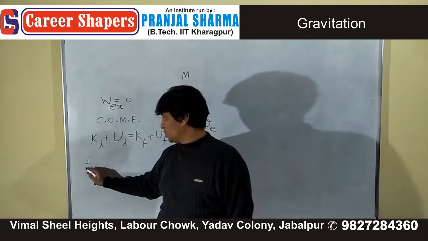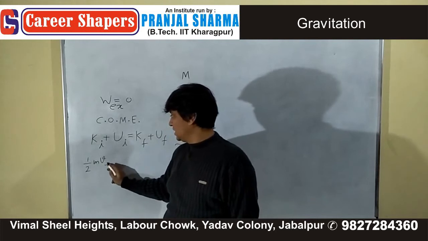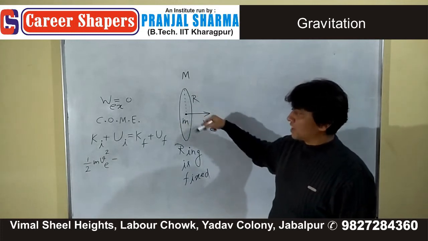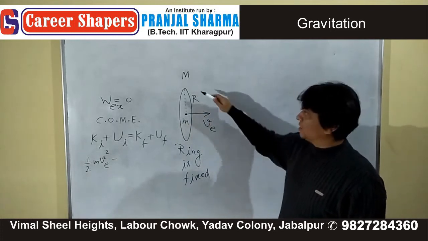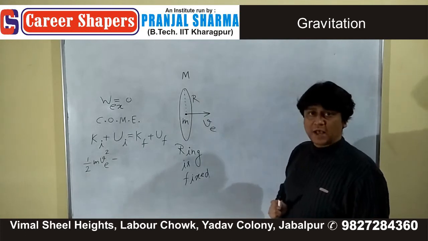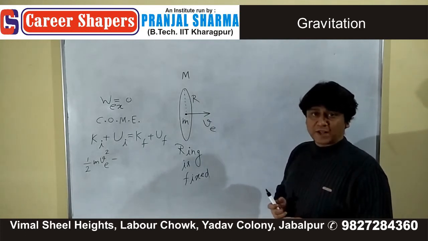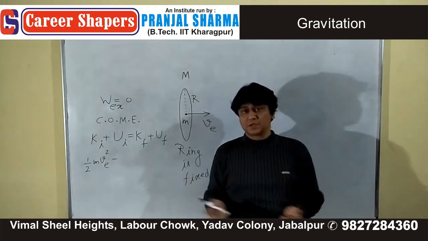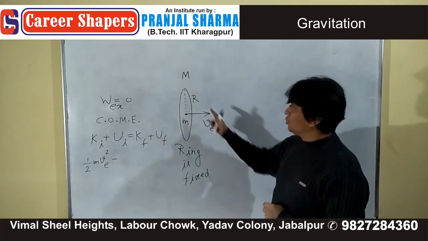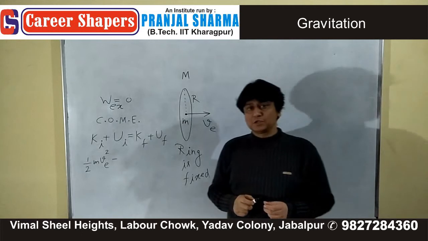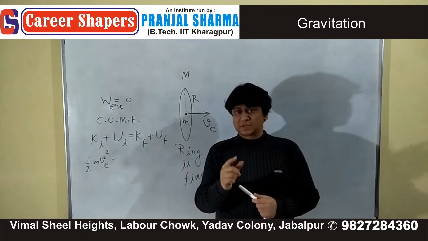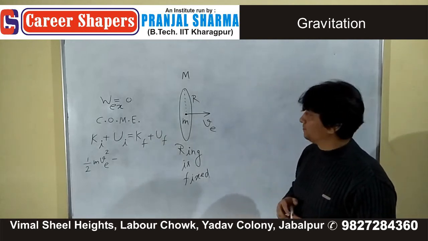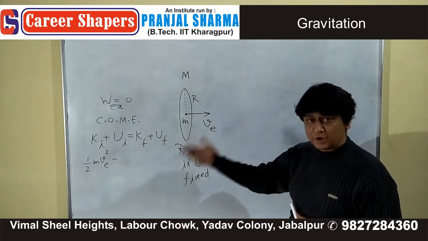Kinetic energy you can see is what? Half mv squared. What is potential energy? Now, it's a ring. You cannot place a ring at its center as a point if you need potential energy. For Earth, what we did, we placed the whole mass at the center. But you cannot do that with a ring. So remember, this concept of placing the whole mass at the center is valid only for a solid or a hollow sphere, and that too if you are outside of this sphere.